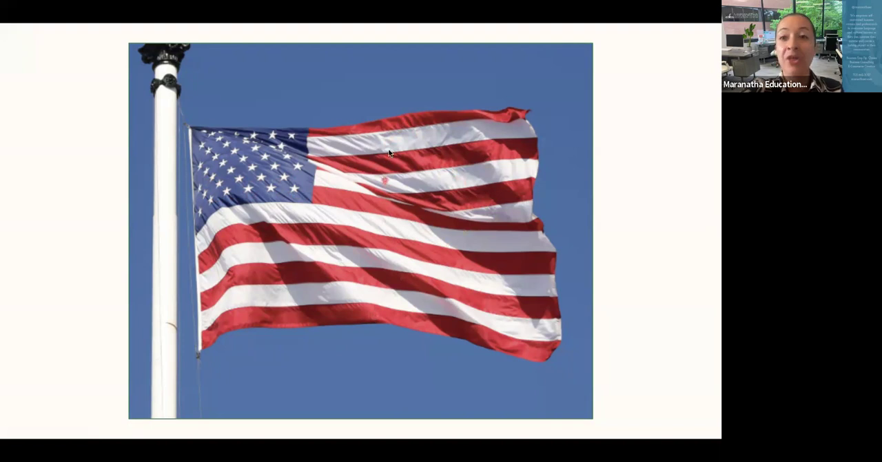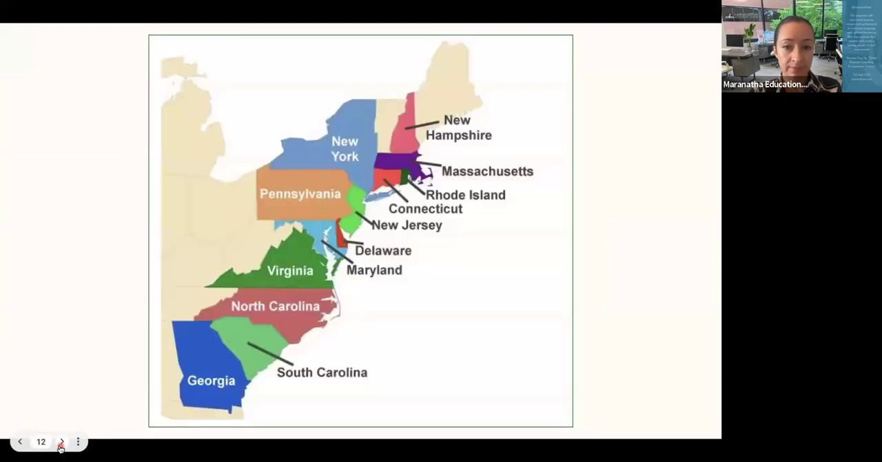The flag has 13 stripes. Help me count them. 1, 2, 3, 4, 5, 6, 7, 8, 9, 10, 11, 12, 13. These 13 stripes are red and white. The 13 stripes represent the 13 original states or the 13 colonies.